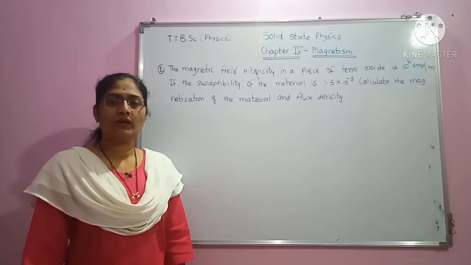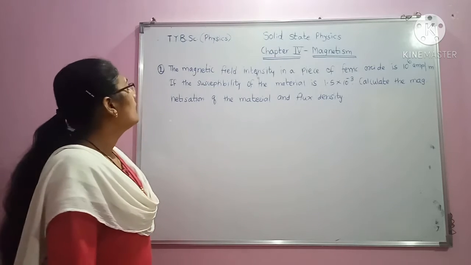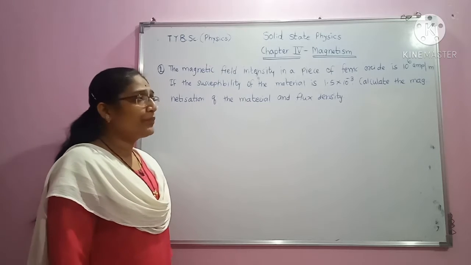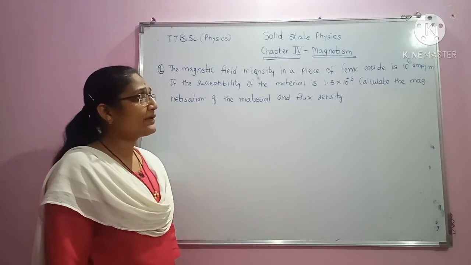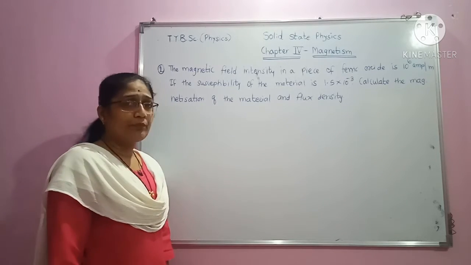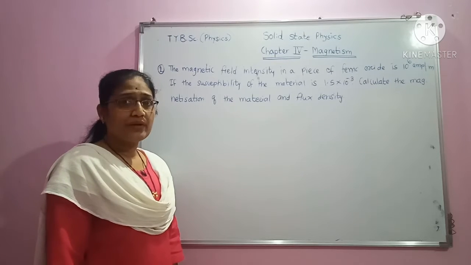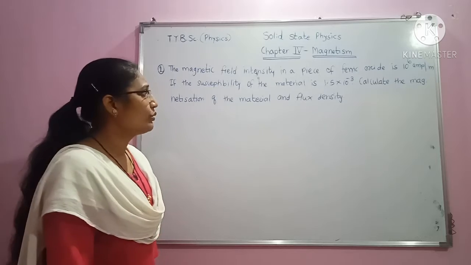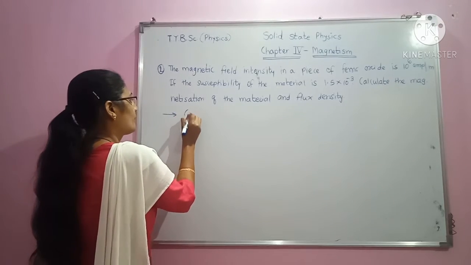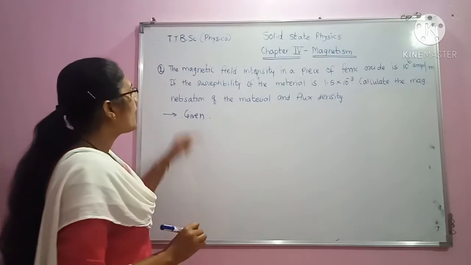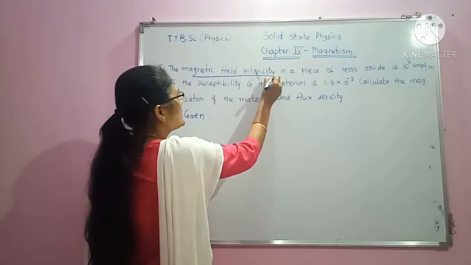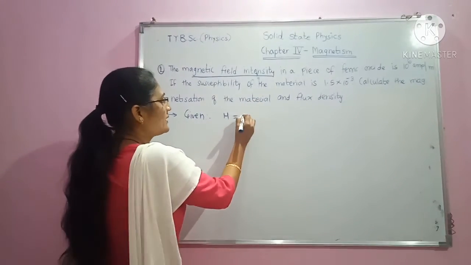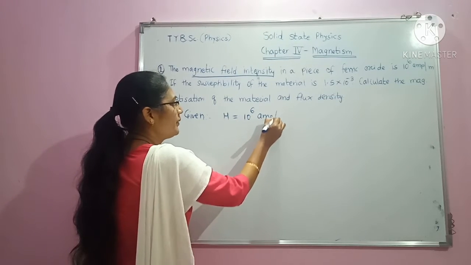Second example. Let's try to solve another example. Let's read it first. The magnetic field intensity in a piece of ferric oxide is given as 10 raised to 6 ampere per meter. If the susceptibility of the material is 1.5 into 10 raised to minus 3, calculate the magnetization of the material and flux density. So, let's write the given first. Magnetic field intensity means H value, the applied magnetic field. H is equal to 10 raised to 6 ampere per meter.